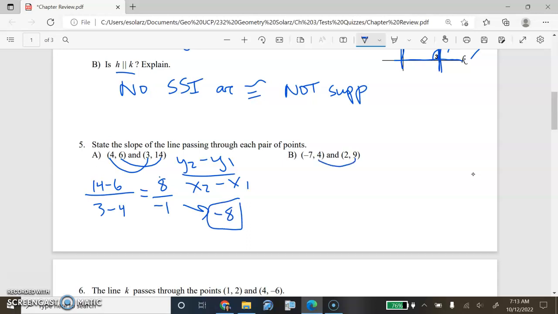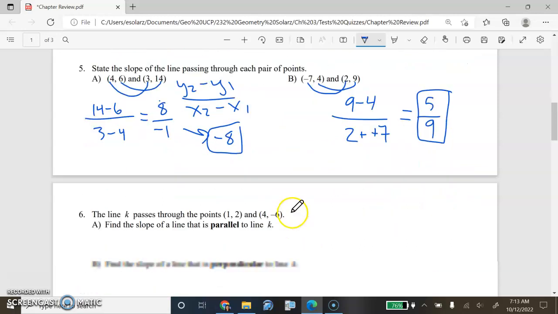Same thing here. y2 minus y1 over x2 minus x1. Remember, we're subtracting a negative. That really means we're adding. So this becomes 9 minus 4, 5. 2 plus 7, 9. Both positive. So that doesn't reduce. We would just leave it as 5 over 9.